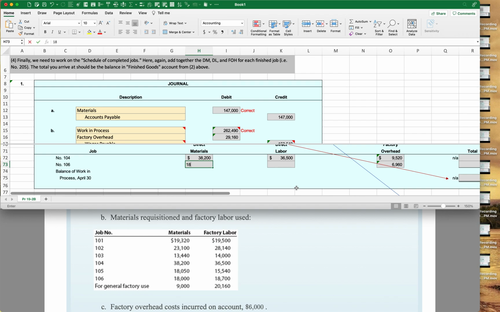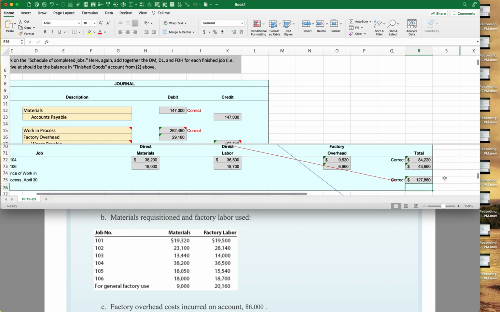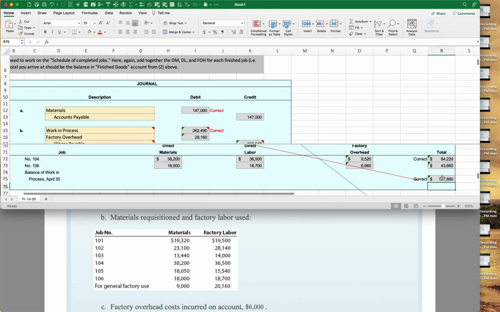For 106, 18,000 even for direct material. Direct labor, 18,700. And we already computed the factory overheads. All we got to do now is simply add up all these items to come up with a total cost of this one particular job. I'm just going to copy that down here just to ensure. Yep, and the total of those two goes here, 127. This is the work that is unfinished, thus that represents the balance of work in process as of the last date of the month.